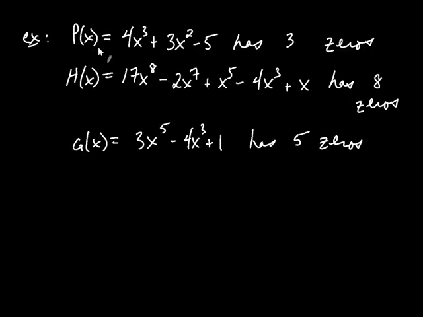So for example, the polynomial p of x equals 4x cubed plus 3x squared minus 5 has 3 zeros because the degree is 3. The polynomial h of x equals 17x to the 8th minus 2x to the 7th plus x to the 5th minus 4x cubed plus x has 8 zeros because the degree of the polynomial is 8. And the final polynomial 3x to the 5th minus 4x cubed plus 1 has 5 zeros. In other words, the degree of the polynomial tells you how many zeros you can expect. Alright, let's go ahead and find some zeros of polynomials now.